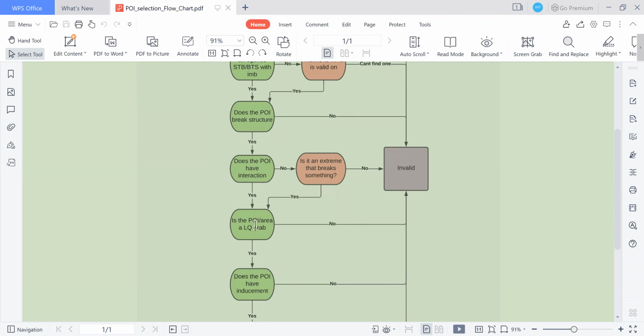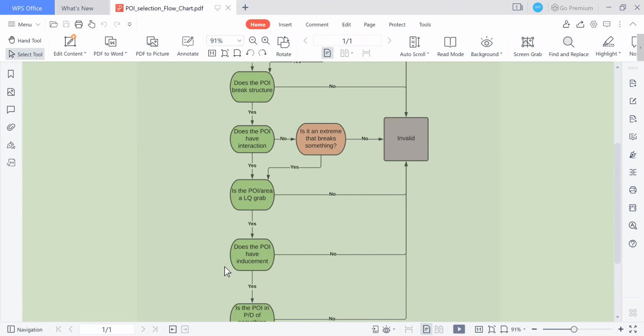Now, is the POI area a liquidity grab? If it's a liquidity grab, fine, then you can go ahead. But if it's not a liquidity grab, then it's invalid. Now, does the POI have inducements? If it has inducement, I will explain what inducement is. Just hold on. So if it doesn't have an inducement, then it's not valid.